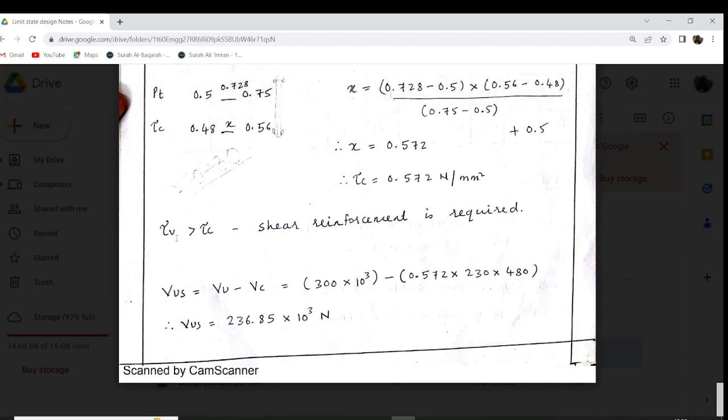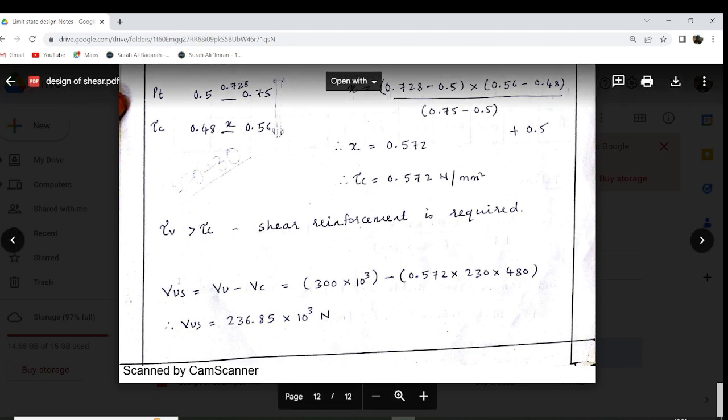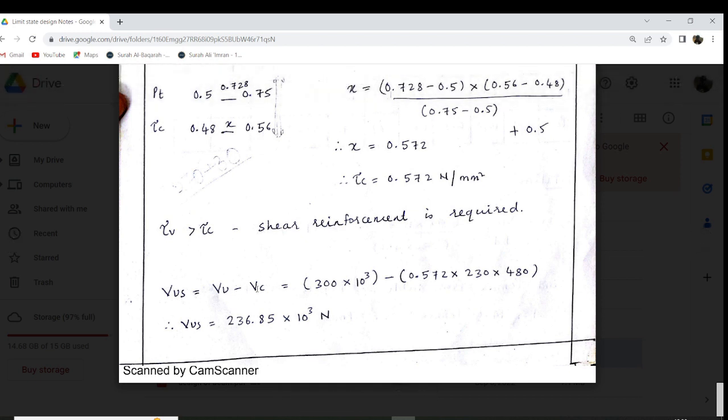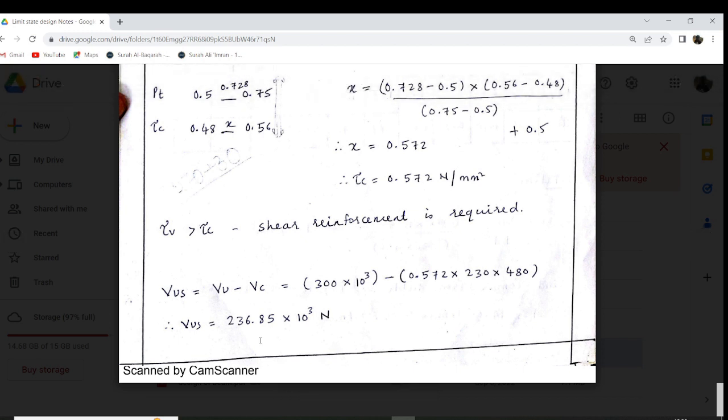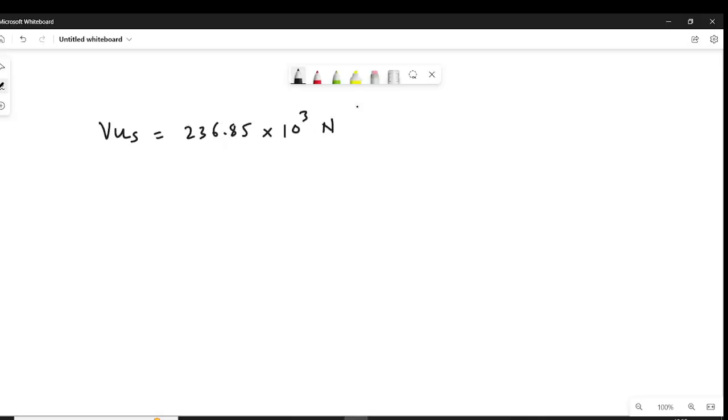Compare tau v and tau c. Here tau v is greater than tau c, so shear reinforcement must be provided. So Vus equals Vu minus Vuc, that is 300 into 10 to the power 3 minus tau c into b into d. So here you are getting Vus. Okay, we got the value of Vus, that is 236.85 into 10 to the power 3 Newton.